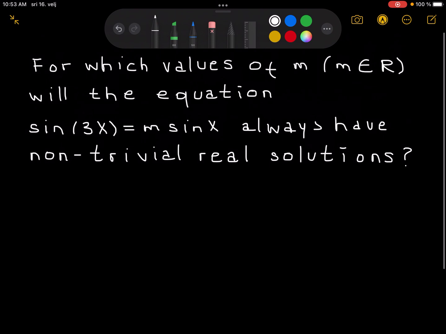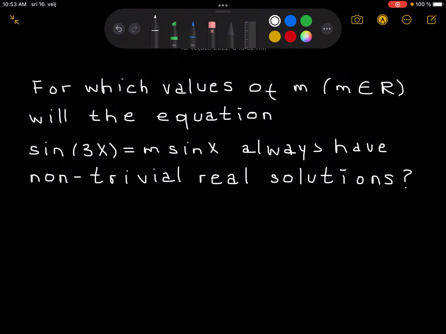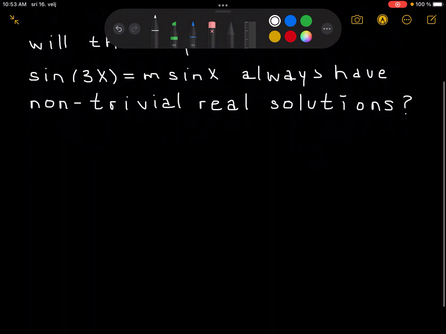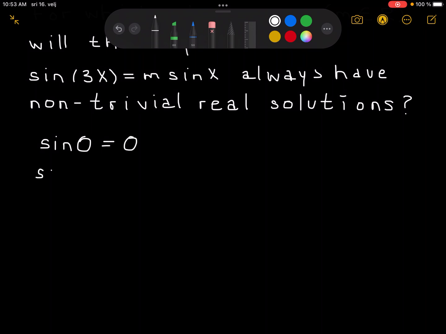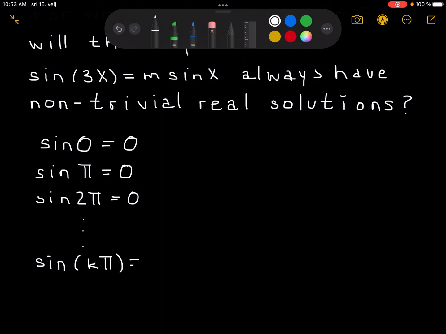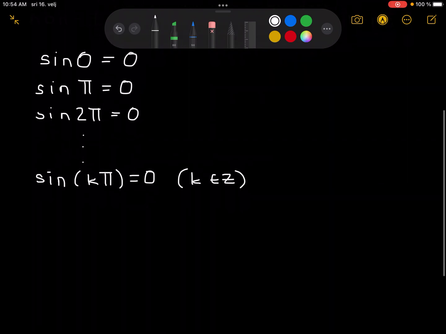Okay, so the first thing that I want to do here is find the trivial solutions. And what are the trivial solutions going to be here? Well, we know that sine of 0 is equal to 0, that sine of pi is equal to 0, sine of 2 pi is equal to 0, etc. So we can just rewrite this in the general form that sine of k times pi is equal to 0, where of course k is an integer. And it works for both positive and negative integers.